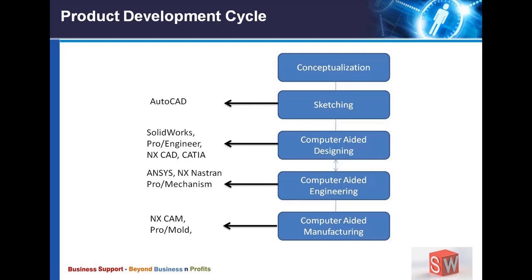The first process, as you know, is conceptualization, and once it is completed we go for sketching, that is 2D sketching. For 2D sketching, the most popular software used in most of the companies is AutoCAD. And for computer aided designing, we use, or everyone has to use, SolidWorks, ProEngineer, NXCAD and CATIA. Now there is a question, why do we need to learn multiple modeling software for designing a product? It is very simple. As I said, SolidWorks is most capable for small and medium scale enterprises.